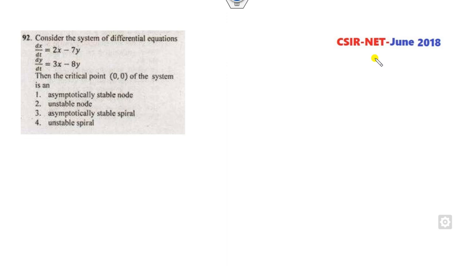This is June 2018 and this is June 2014. Again, you can see this is a critical point. I consider this as F and this as G. So what is the Jacobian? 2, minus 7, 3, minus 8. For example, if it is 7y square, then it will be minus 14y. The point is given to you as 0, 0, so you have to substitute y as 0 here.